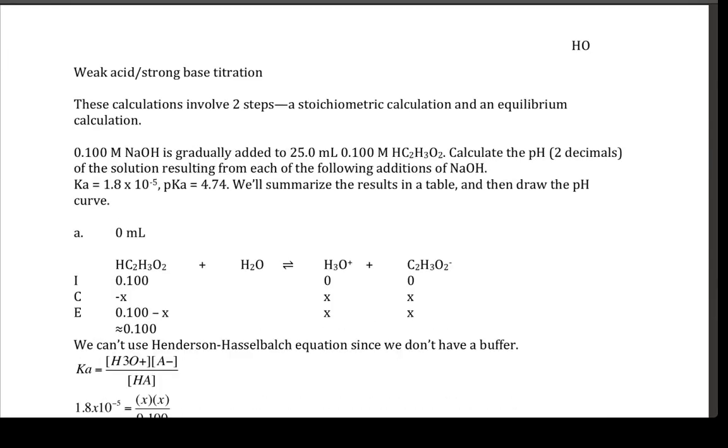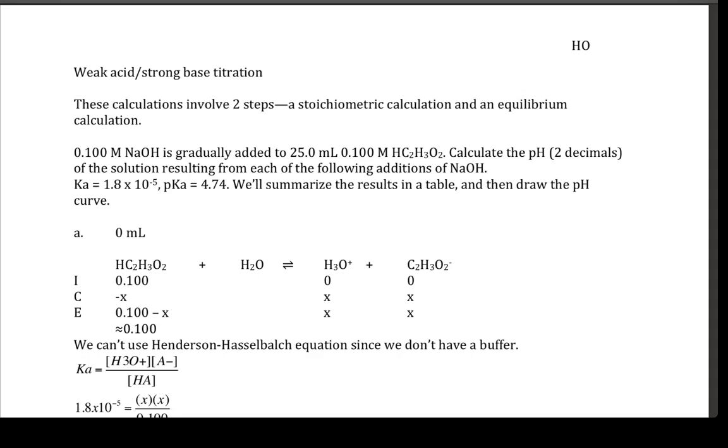So now we will look at this problem, which is a weak acid, HA, and a strong base, NaOH, titration. These calculations usually involve 2 steps: a stoichiometric calculation, that would be one where the reaction goes all the way, and an equilibrium calculation.